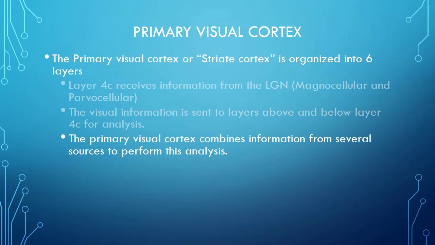And the primary visual cortex starts to do some combination and analysis, but it takes all the way until the secondary visual cortex for that kind of final picture to take place. So we start to combine certain pieces of information, but some of the information still remains segregated.